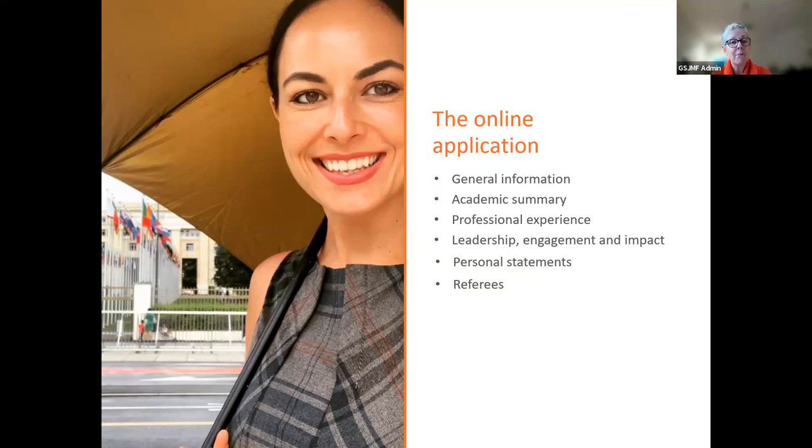And so the point below that, personal statements, really is about that. Throughout the written part of the application, there's a lot of opportunity for you to demonstrate who you are. And of course, you need to provide three referees. The way that works is you put their details into the system. Obviously, you must have a conversation with them first.